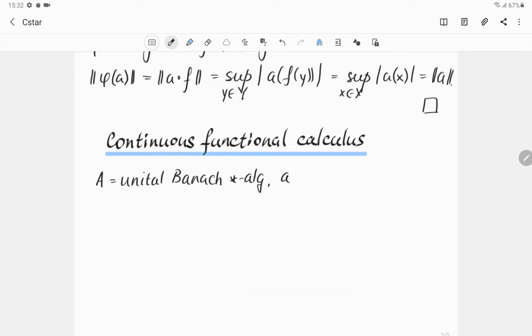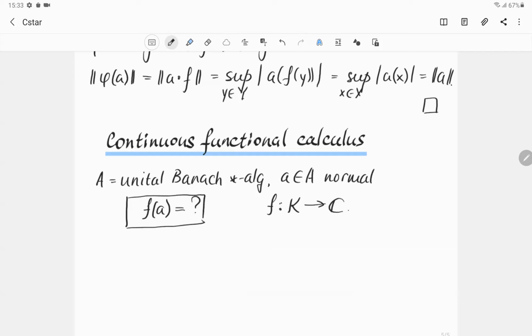Little a is a normal element of A. So roughly, what we are going to do is to give a precise meaning to the expression f of A, where f is a continuous function defined on a suitable compact subset K of the complex plane. So this will be our goal.